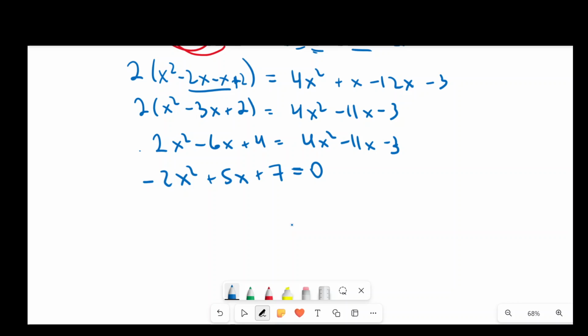So just so you know, it is totally fine to collect terms to the right. You just get in the habit of everything should be on the left. And so that's my habit. So let's look what I have. Well, first of all, I have a negative number in front of x squared. Don't like that. Maybe I should have collected stuff on the right.